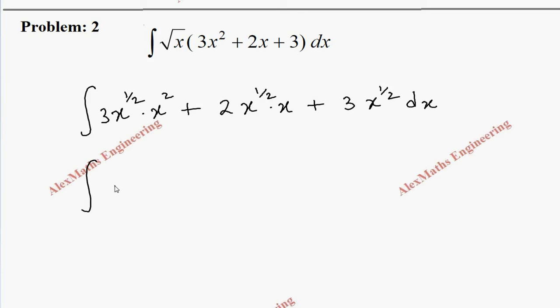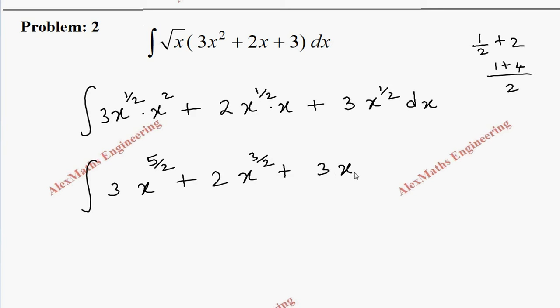Now we add the powers when bases are same, so this becomes x power half plus 2. So half plus 2, after taking LCM, we get 1 plus 4, which is 5 by 2. So here it is 5 by 2, and here it is half plus 1. By adding the power we get 3 by 2, and the last term as it is.